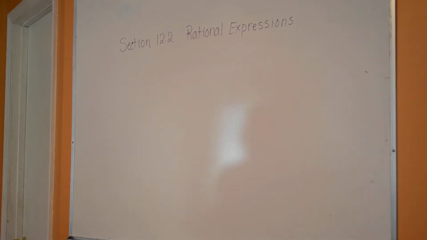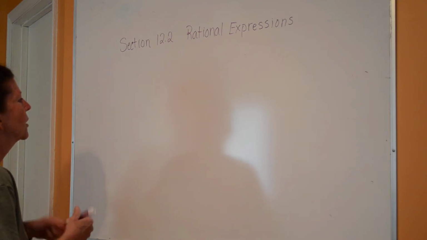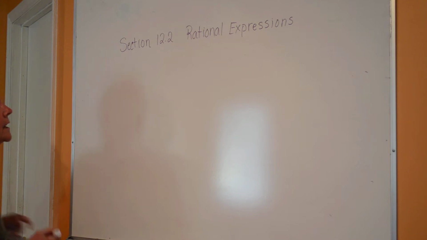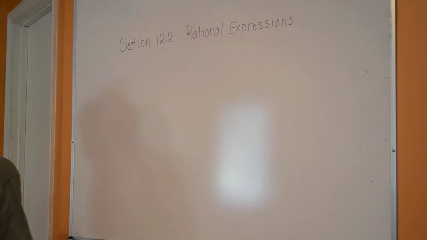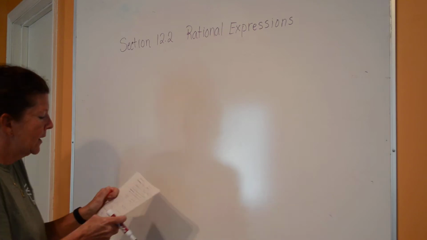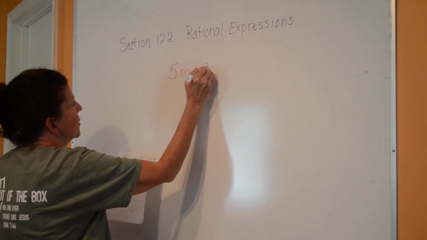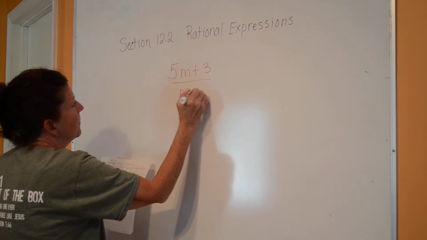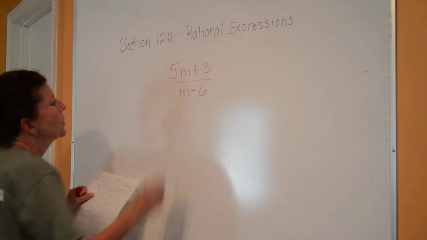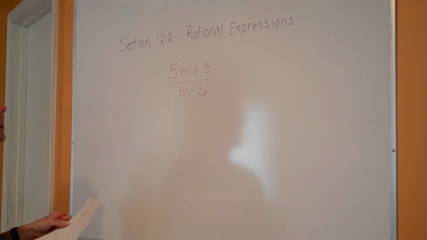Today we're going to talk about rational expressions, which is section 12.2 in your book. A rational expression is a fraction that has polynomials in both the numerator and the denominator. For instance, (5m + 3)/(m - 6). Both of those are polynomials. They have variables and they have numbers in them.